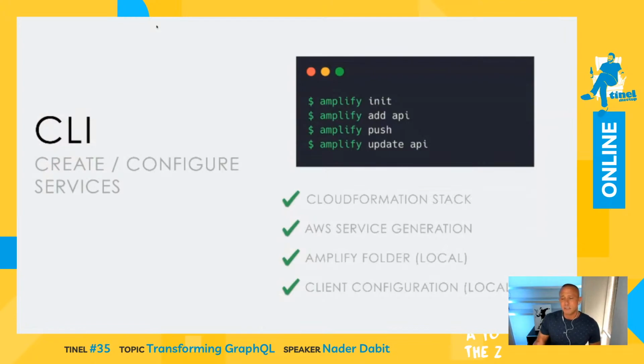Now, all of this stuff is really managed for you by the CLI. You don't really have to know what's going on here as far as changing it. The only thing you might be updating is that GraphQL schema and stuff like that in the Amplify folder, but it's good to know what's actually going on under the hood.